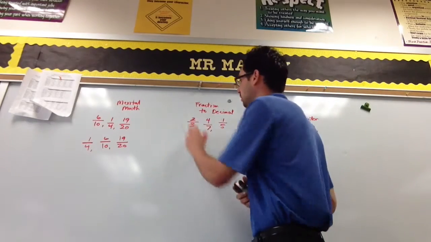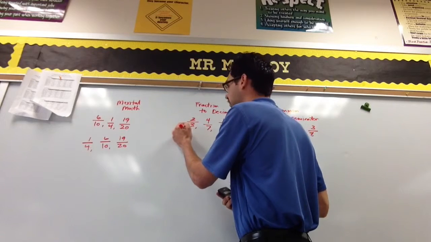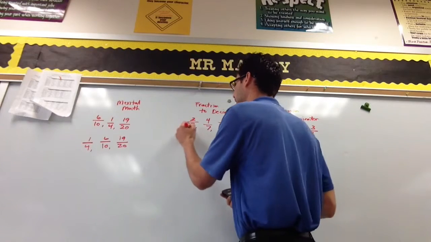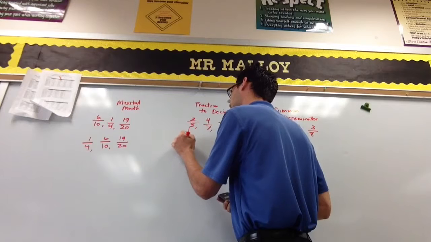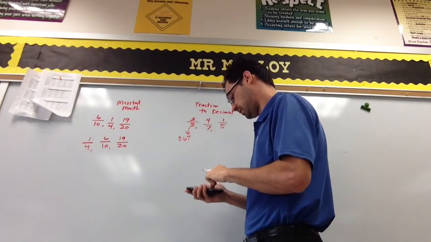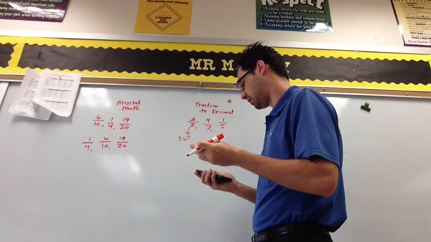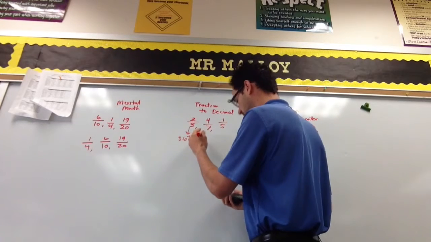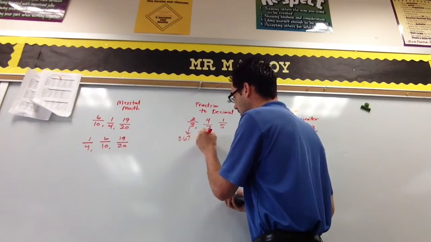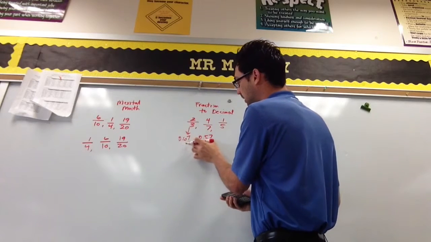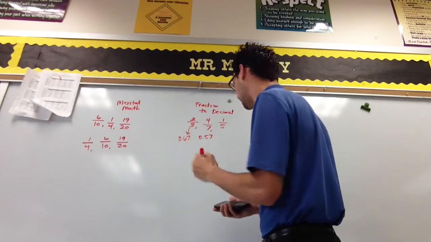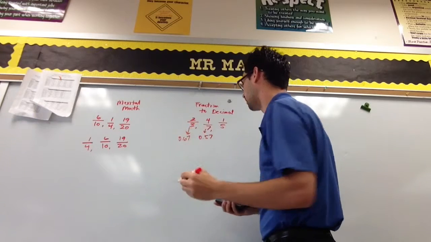So, 2 divided by 3, that's 0.666666, and we'd round that to 67 hundredths. 4 divided by 7, 0.5714. We don't need all that. I'm going to round it to the nearest hundredth, because then it gives me enough information to see the difference between them.